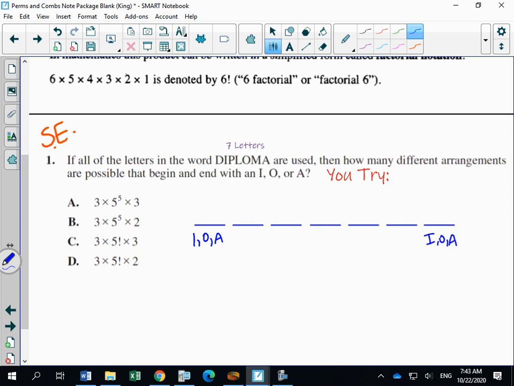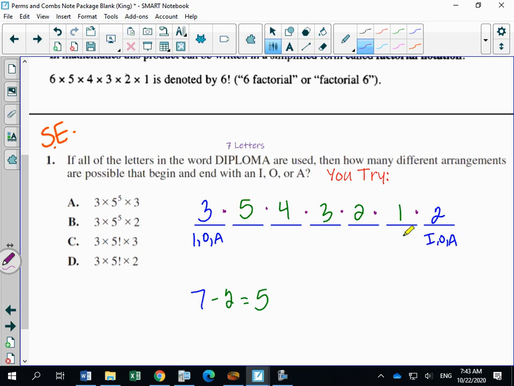So they want to begin or end with I, O, or A. Okay, so there's 3 possible letters that could go there. And then remember that once you use a letter, it's gone. So there's 2 remaining letter choices that would go there. So then from the 7 letters that I had total in diploma, I've just placed 2 of them, right? So that would give me 5 remaining letters. So then I would have 5 choices of letters to go there, 4, 3, 2, 1. So yesterday in your homework for lesson 1, which was just on the fundamental counting principle, this is what you would have entered and you would have gotten the answer.